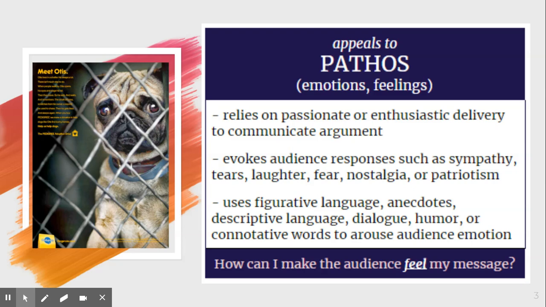Look at the ad on the left. That's an example of pathos because you're trying to elicit a sympathetic response from your audience. So they buy your dog food.